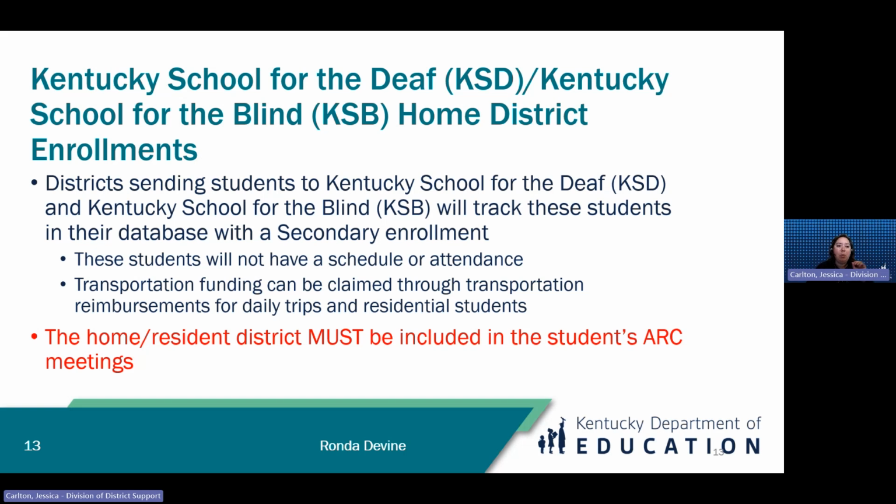Transportation funding, you won't be putting a T code on that secondary enrollment because they won't come through. There's a secondary option where you claim transportation through our SEEK branch. Send that in, how many children you transport, if it's a daily trip or a residential student, and transportation can be funded that way.